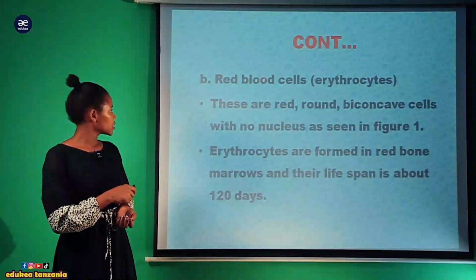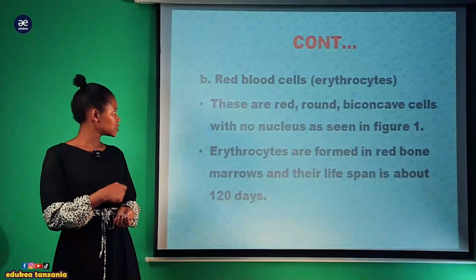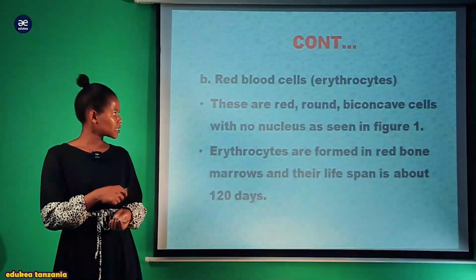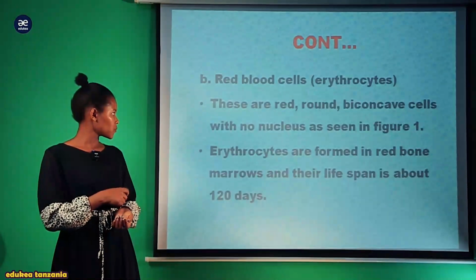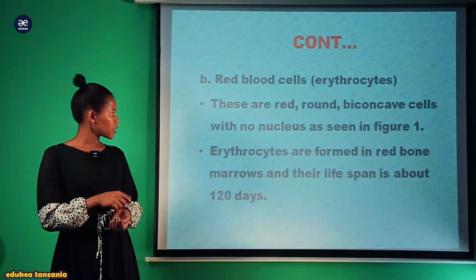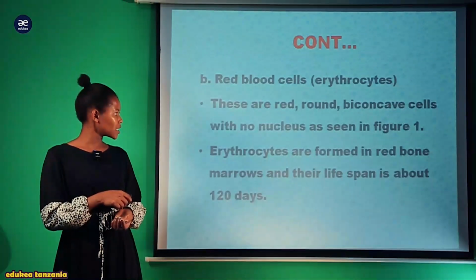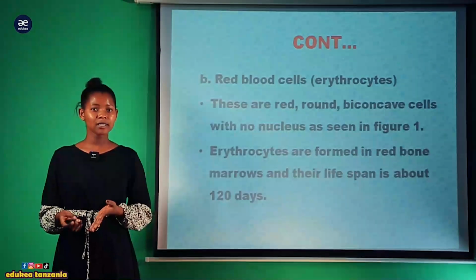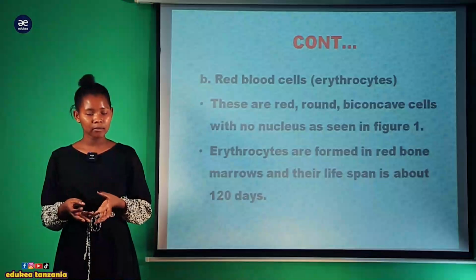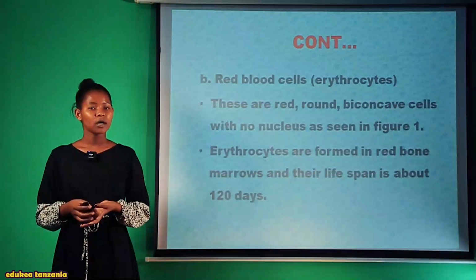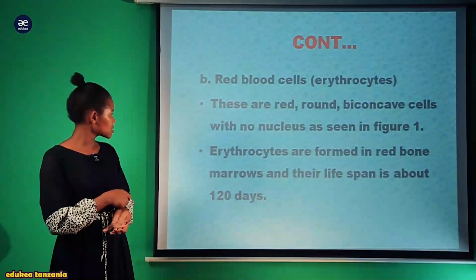Now we are going to look at another component of blood, which is red blood cells, or in another name we can call them erythrocytes. These are red, round, biconcave cells with no nucleus, as seen in figure 1. Tutaona ni nyekundu, zinakuwa kama biconcave in shape, ambazo zina lack nucleus.